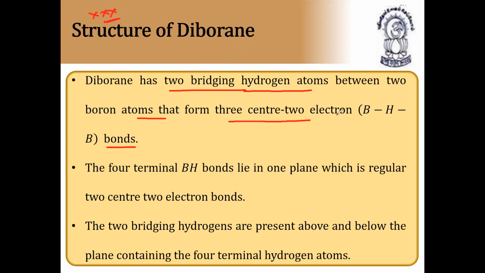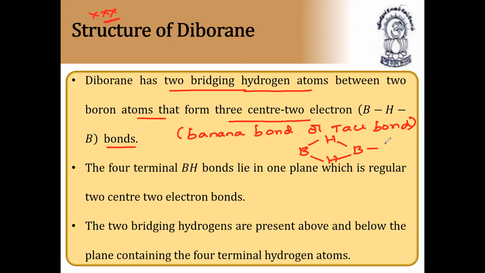The 3 center 2 electron bond is also called a banana bond or tau bond, because it contains, so this is boron and this is boron, 2 hydrogen bridge atoms. So these 2 are called hydrogen bridge atoms, and this boron will combine with 2 hydrogens, and this boron will combine with 2 hydrogens. So this is the structure of diborane. Simple it is.